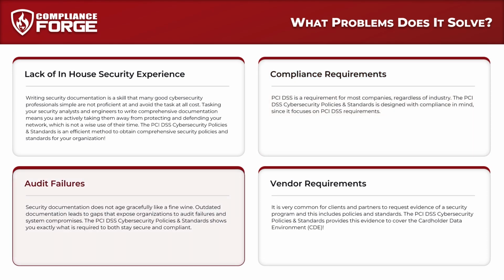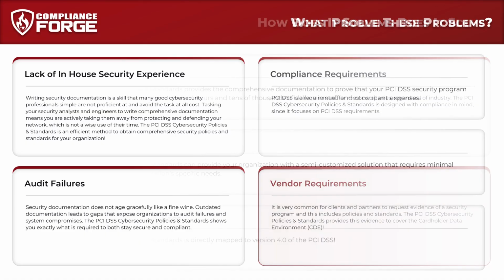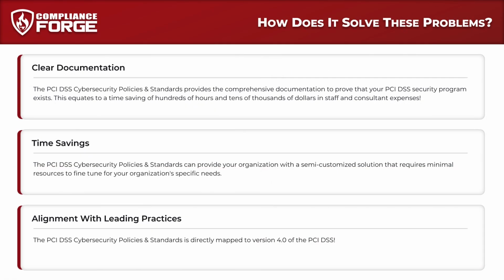The third is audit failures. Security documentation does not age gracefully, like a fine wine. Outdated documentation leads to gaps that expose organizations to audit failures and system compromises. And the fourth is vendor requirements. It is very common for clients and partners to request evidence of a security program, and that includes policies and standards. This product provides that evidence, covering the cardholder data environment. The product addresses each challenge with documented, version 4.0 mapped content. It is designed to give the merchant a defensible policy set in days rather than months.